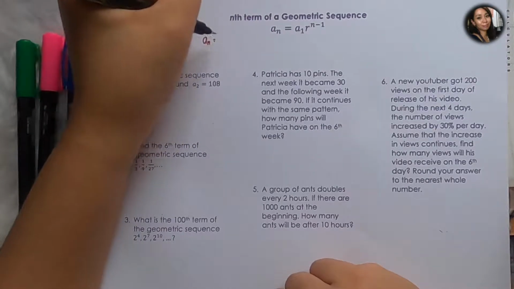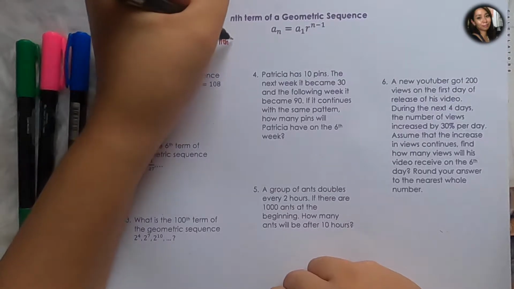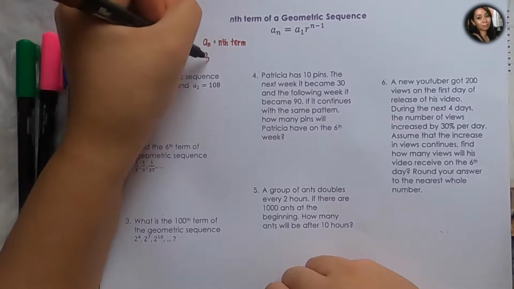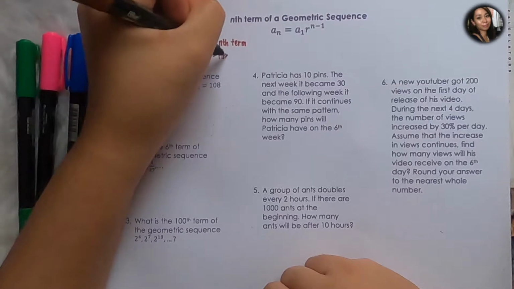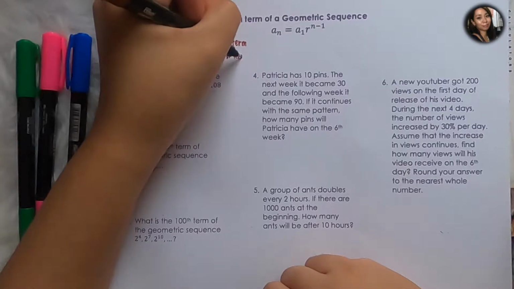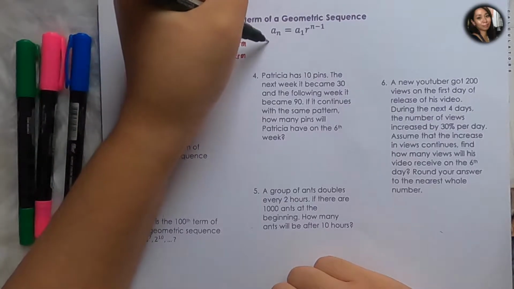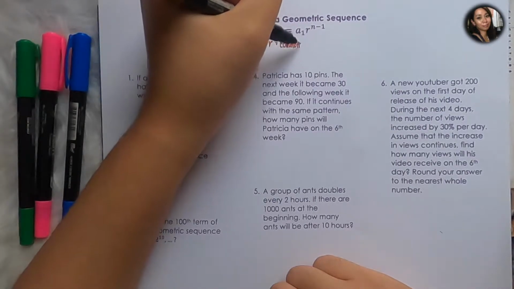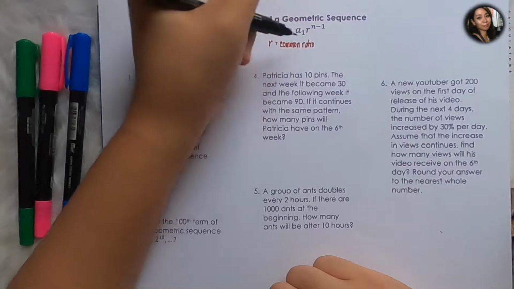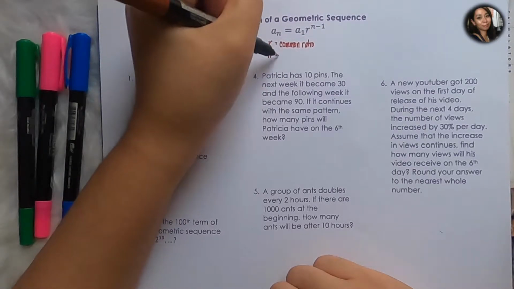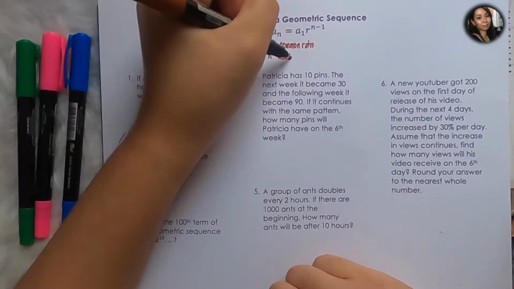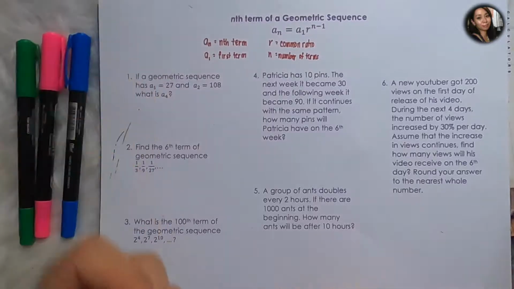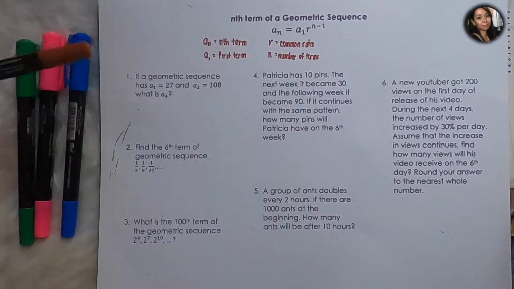A sub n is equal to your nth term of the sequence. A sub 1 is your first term of the sequence. R is our common ratio. And n is the number of terms. Let us start with problem number 1.